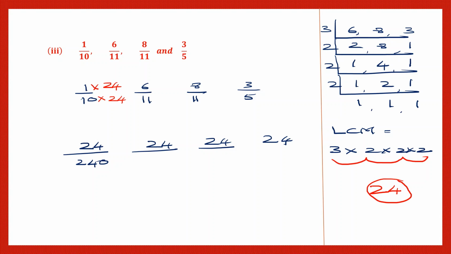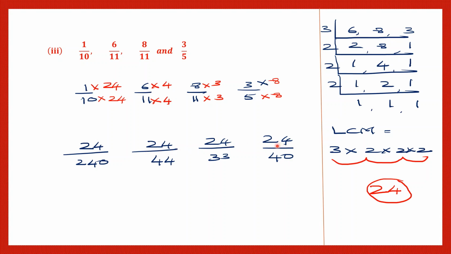Let's go to the next one. 6 into what is 24? 6 4s are 24. So multiply 11 into 4. 11 4s are 44. Let's go to the third one. 8 3s are 24. So multiply this with 3. 11 3s are 33. Then the last one, the numerator, 3 into what is 24? 3 into 8 is 24. So multiply 5 also by 8. 5 8s are 40. So now we have all our fractions and the numerators are all the same.